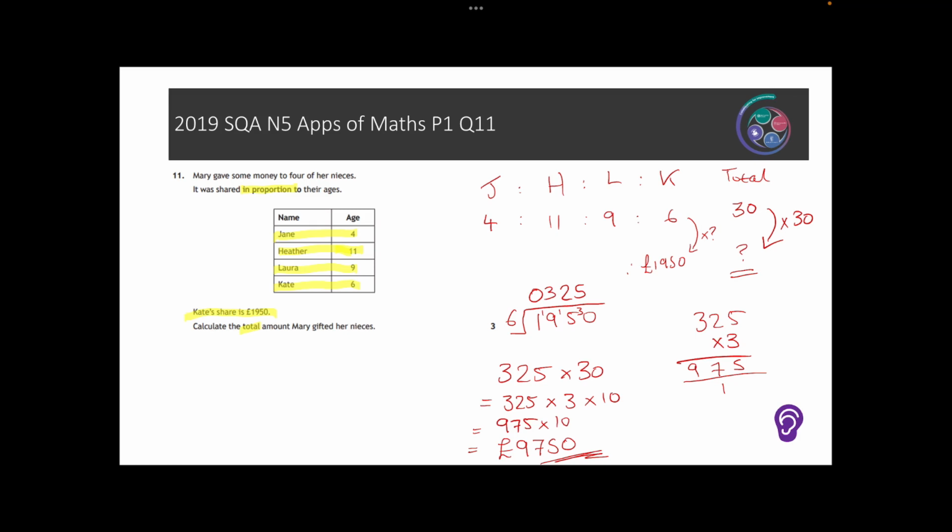However, that's a lot more working for that question, so we want to try and minimise our risk of making silly mistakes with our numeracy. So always kind of look for the easier way that's still going to get you those marks.